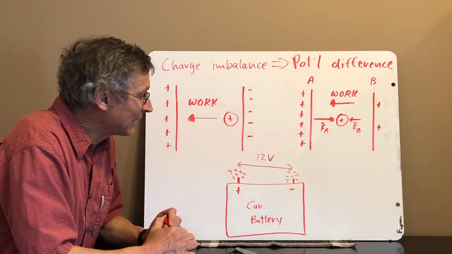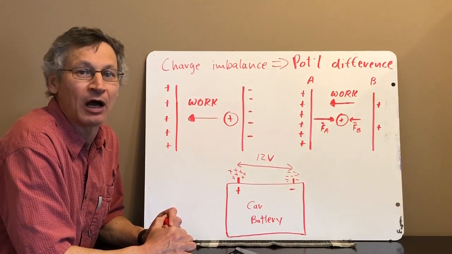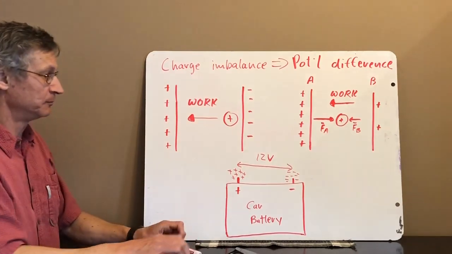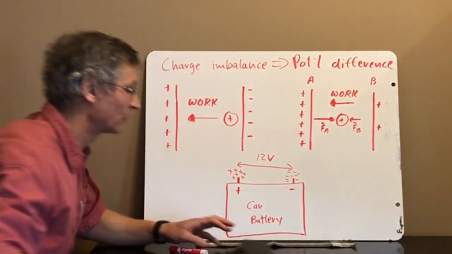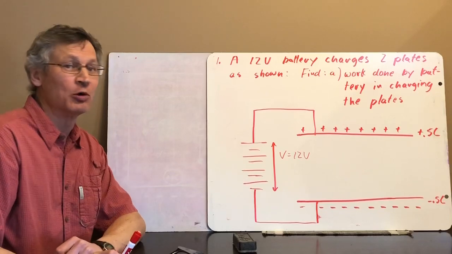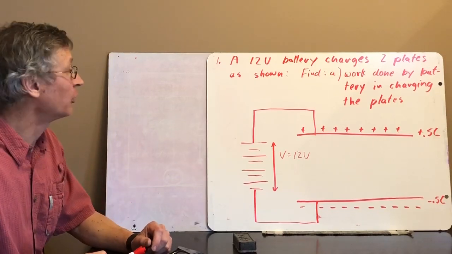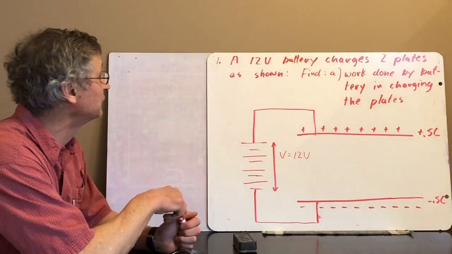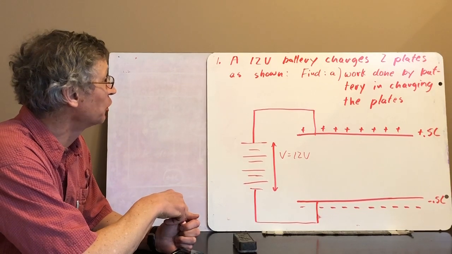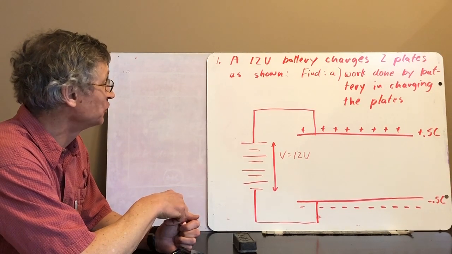We will come back in just a second and we'll do a couple example problems. Good example, so we can work with some of the things that we've been talking about. It says a 12 volt car battery charges 2 plates as shown.